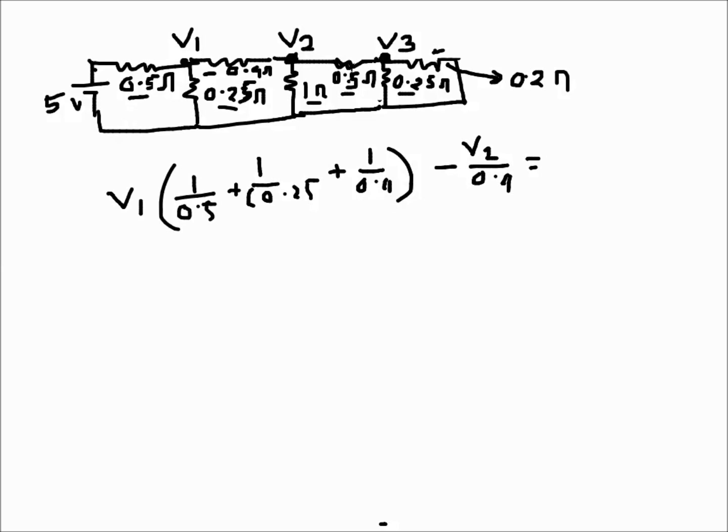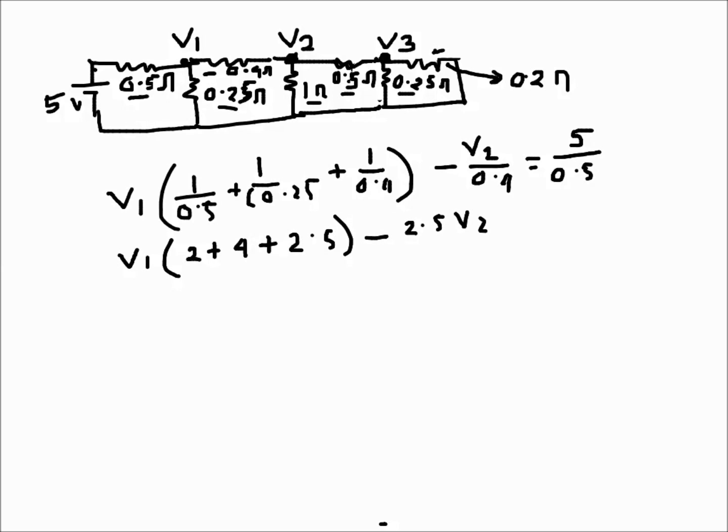The upper part is positive, the lower part is negative, so on the right hand side it will go as a positive, so 5 over the resistance, which is 0.5. So this one is becoming V1 times (1 over 0.5 is 2, plus 4, plus 2.5) minus 2.5 V2 is equal to 5 into 2, which is 10. So this equation is becoming 8.5 V1 minus 2.5 V2 is equal to 10. That is the KCL equation for node 1.